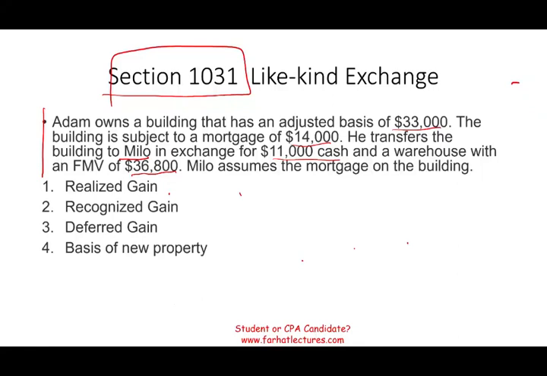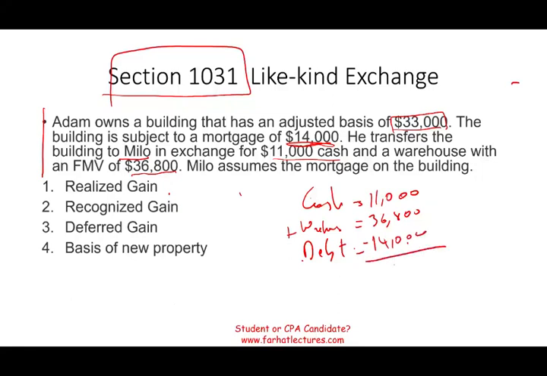It means Adam has an adjusted basis of $33,000. They're not telling us the fair market value, and the building is subject to a $14,000 mortgage. Now, he transferred it to Milo. What did Milo give Adam? Milo gave him $11,000 in cash. Also, Milo gave Adam a warehouse worth $36,800. Also, Milo took away the liability from Adam. They assume the debt, which is worth $14,000.